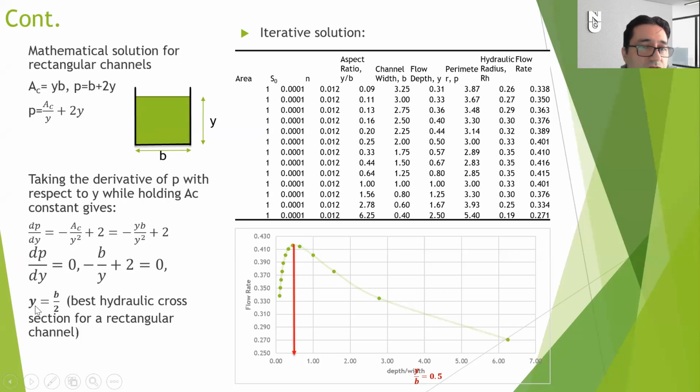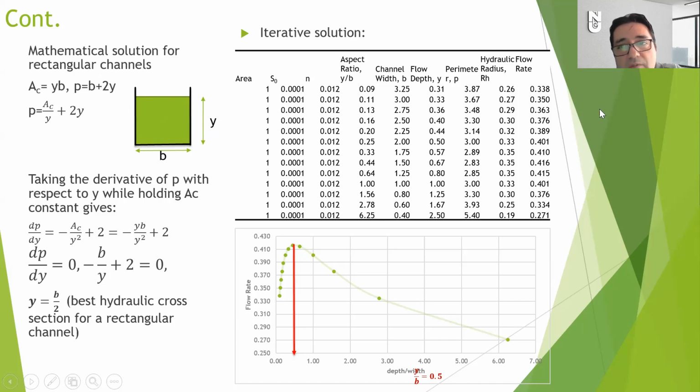The best hydraulic design can be achieved with Y equal to B over 2. This is the best hydraulic cross-section design for a rectangular channel. It means that if, for example, Y is 1 meter, B is going to be 2 meters. If Y is 2 meters, B is going to be 4 meters. So if you select B equal to 2Y, it is the best hydraulic design, and it is going to minimize the energy loss. This is the mathematical solution of the theory.